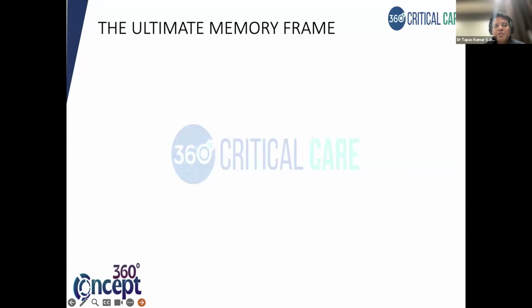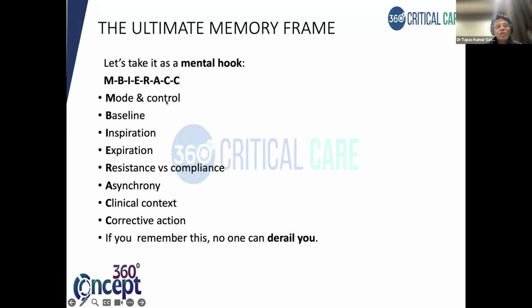Now, the ultimate memory frame for all of you, try to take it as a mental hook. MBIERACC. How you remember, I don't know, but this is something. Mode and the control, I have already told you. Baseline, inspiration, expiration, resistance versus compliance, asynchrony, clinical context, corrective action. If you remember this, nobody in this world can derail you.